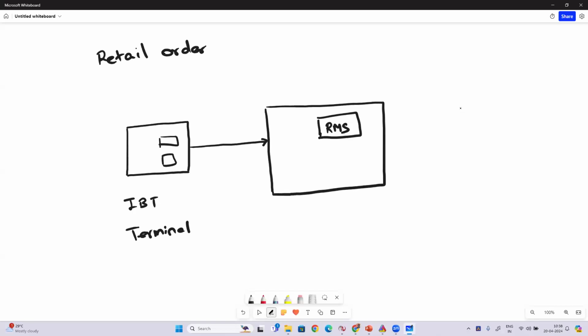So this RMS is nothing but a risk management system. RMS means risk management system. Now this is the one which will be responsible for checking: do you have access to the exchanges, do you have sufficient money, can I allow market orders, can I allow stop loss orders for this particular account?